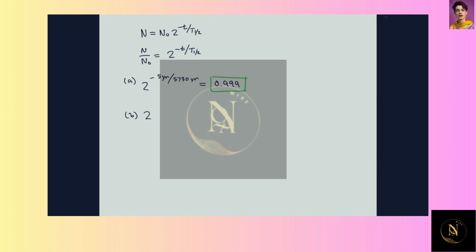So 2 to the negative 1 hour divided by the half-life, which is in seconds, so 122.2 seconds, and there are 3,600 seconds per 1 hour. This gives us a ratio of 1.35 times 10 to the ninth.